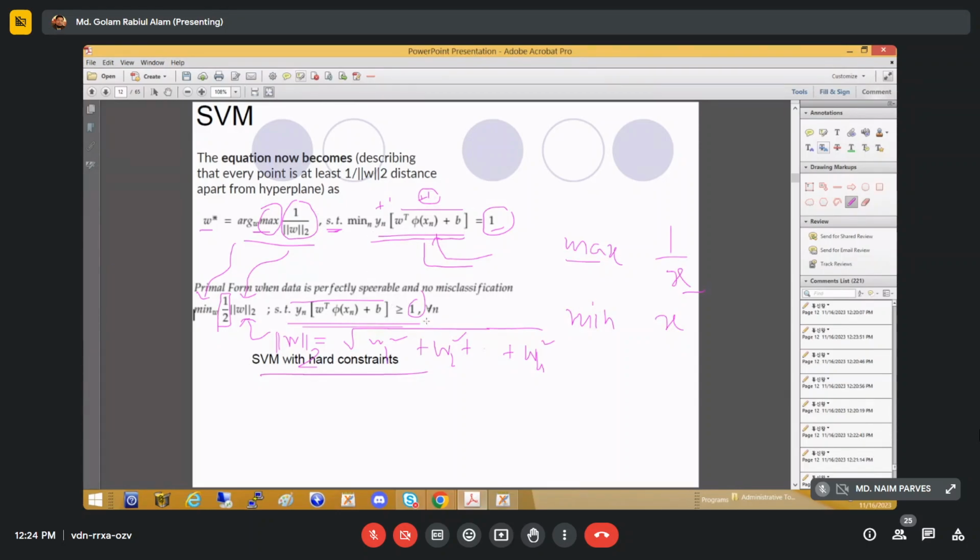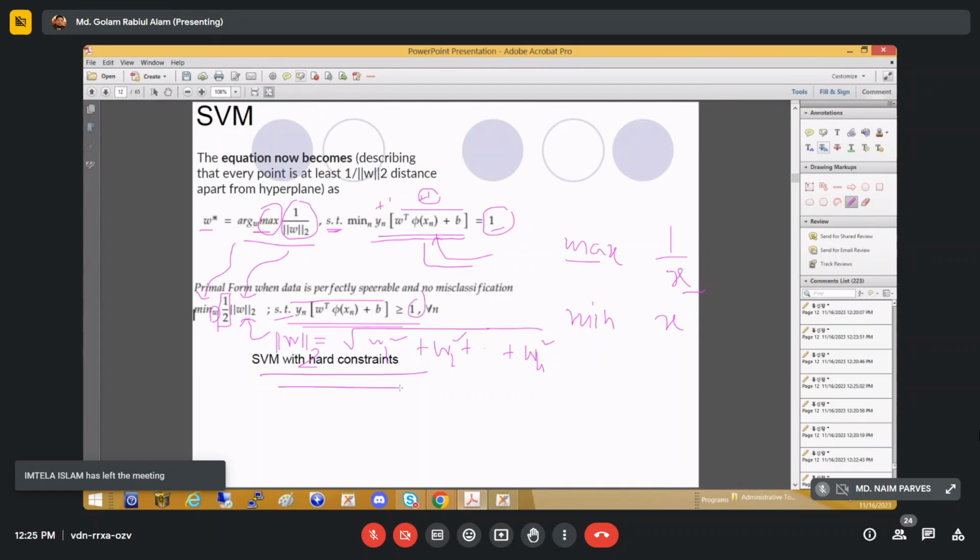So we need to find W in such a way that this equation holds. If this equation holds, it means it will find W so that it will not allow any misclassification. So always it will just allow the correct classification. So this is called SVM with hard constraint.